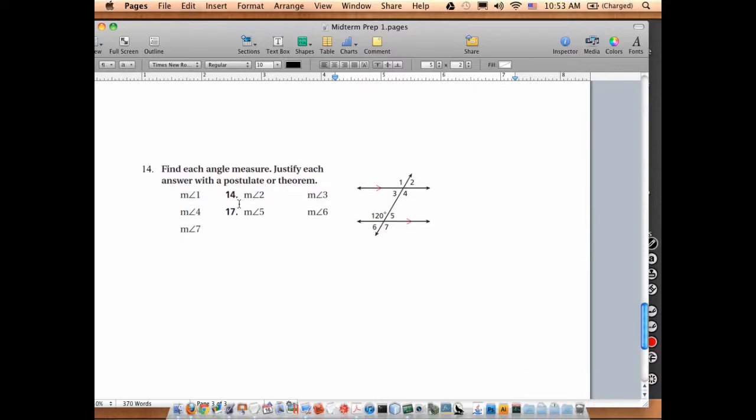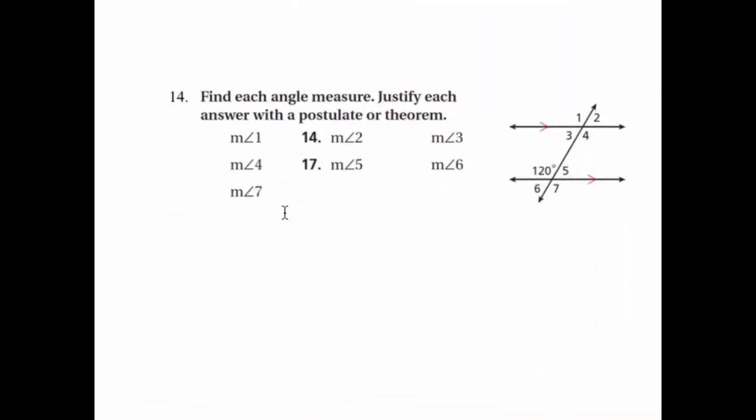Last question. Find each angle measure, and justify each answer with a postulate or theorem. For this kind of problem, you can use any postulate or theorem from the whole book that applies correctly, okay? So, what is the measure of angle 1? 120 degrees. What's the justification? The corresponding angles postulate. Yes.